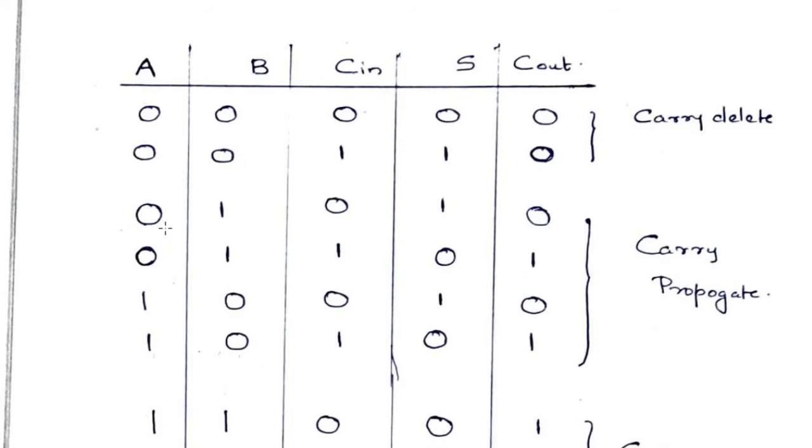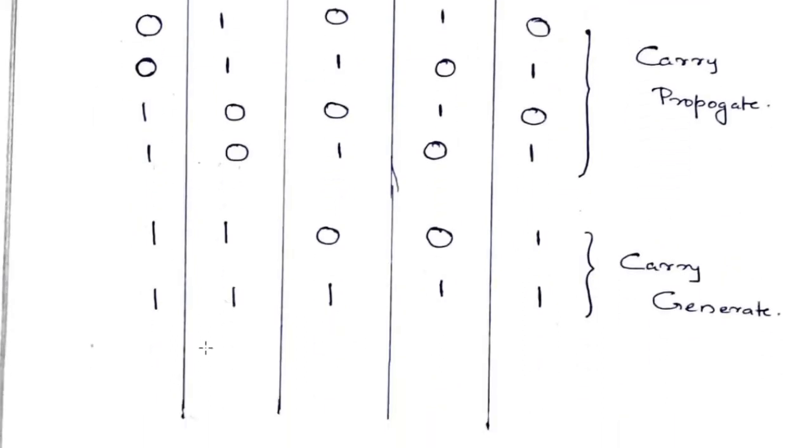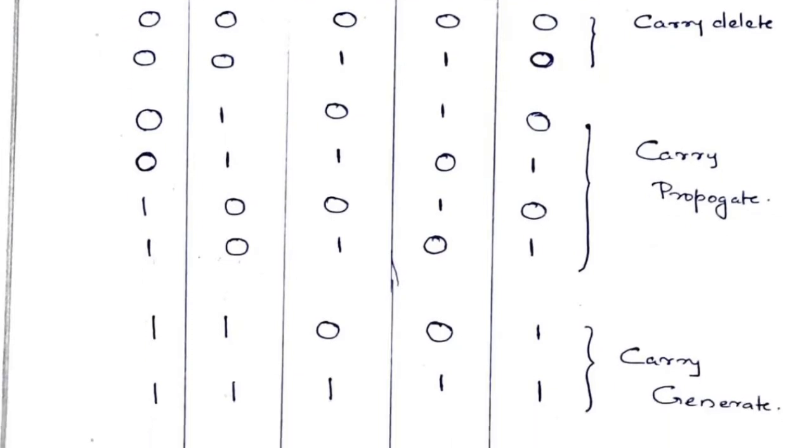In the second case, if A and B are 0, 1 or 1, 0, the carry gets propagated. That is, whatever comes in the Cin position is what comes out as the carry. That is carry propagate. And then we have carry generate: if A and B are 1, 1, then regardless of what Cin is, the carry will be 1. So these are the three: carry delete, carry propagate and carry generate.